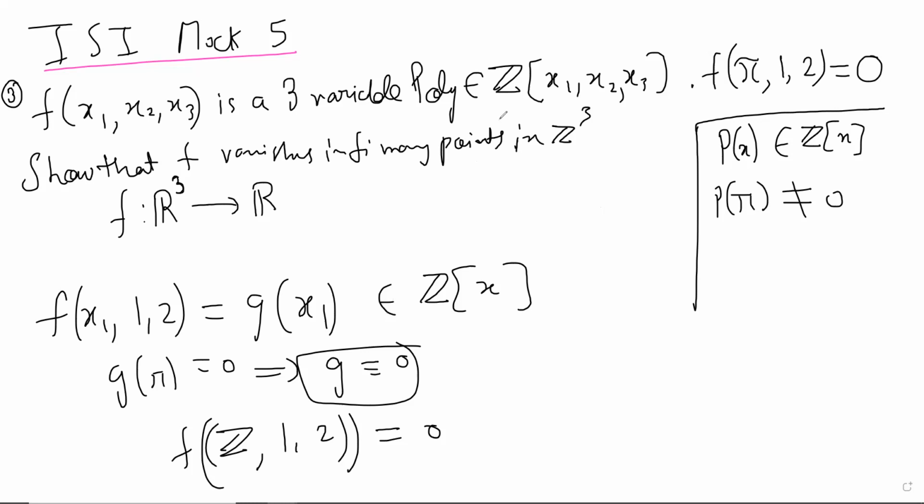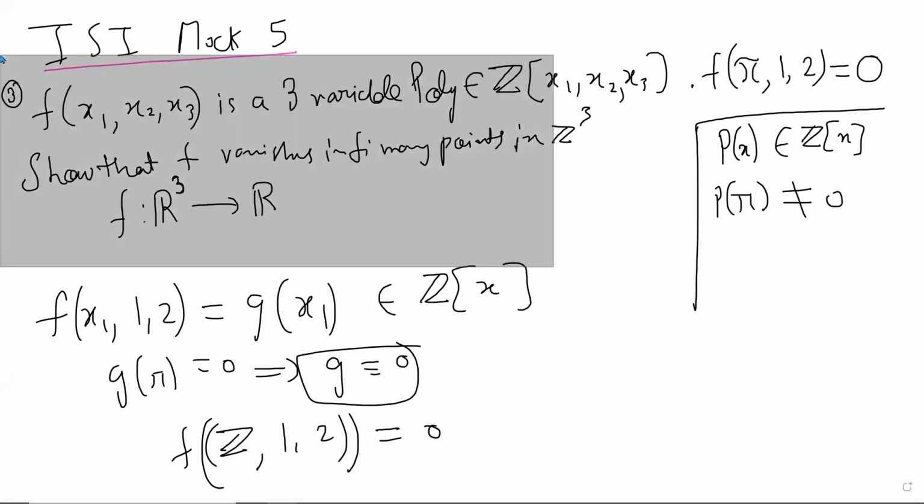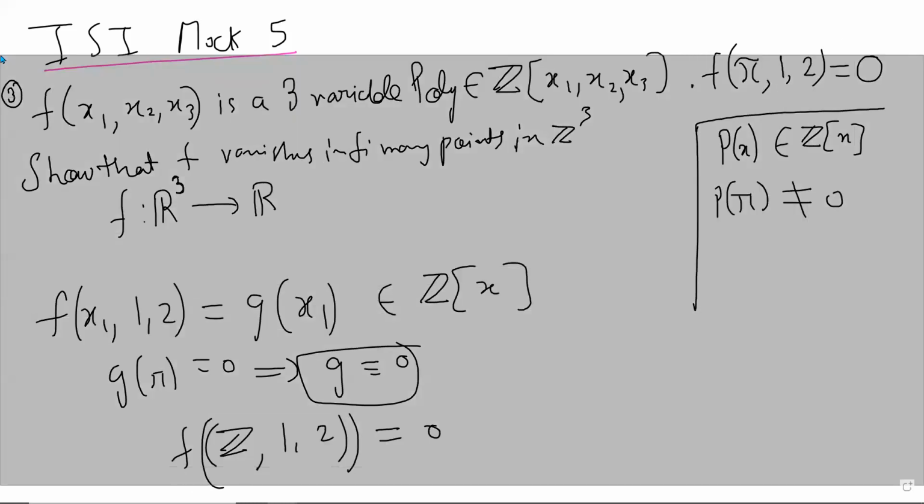Actually, this is a much more special case because in fact, it turns out that any three variable polynomial always has infinitely many roots. In fact, if you take two three variable polynomials, their set of common roots will still be infinite. But that's a much more difficult thing to prove. So we will not see that. But this was rather simple. Any questions in this?